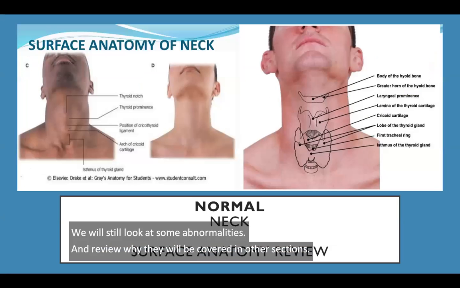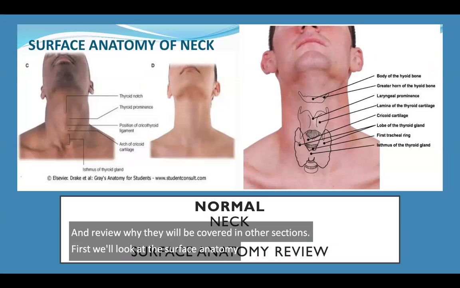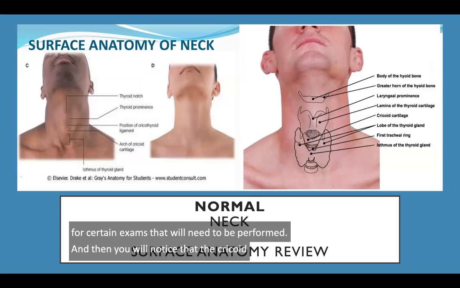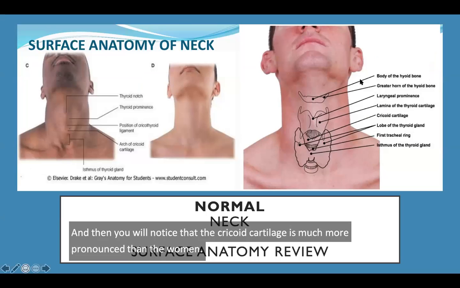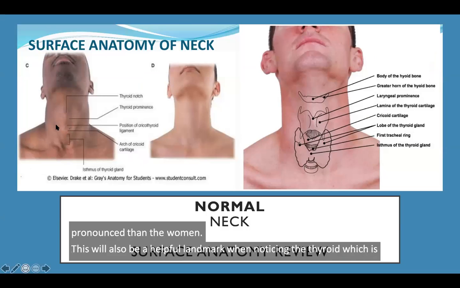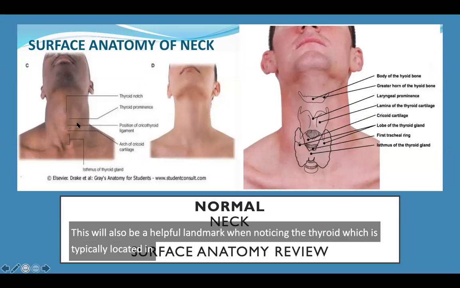First, we'll look at the surface anatomy of the neck. This will help us align for certain exams that will need to be performed. In men, you will notice that the cricoid cartilage is much more pronounced than in women. This will also be a helpful landmark when noticing the thyroid, which is typically located in the crux of the sternocleidomastoid muscles.